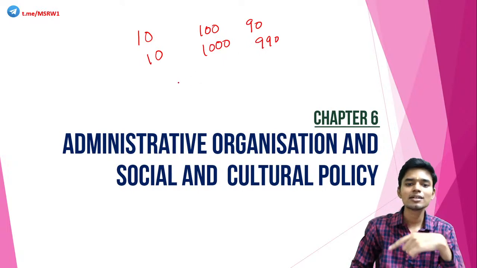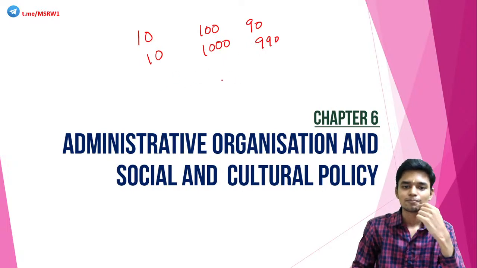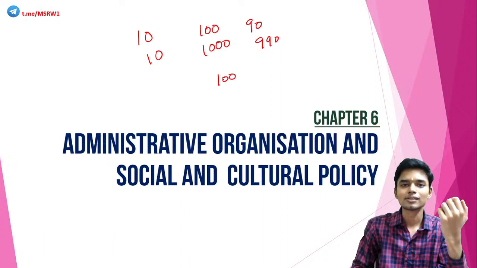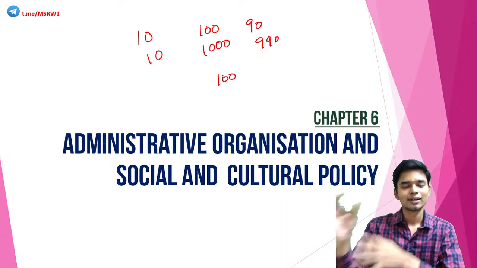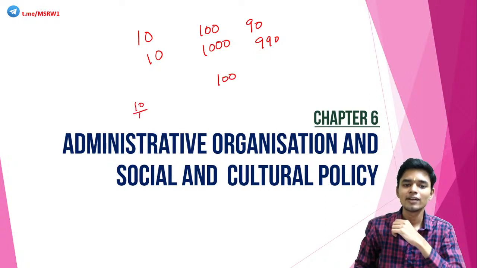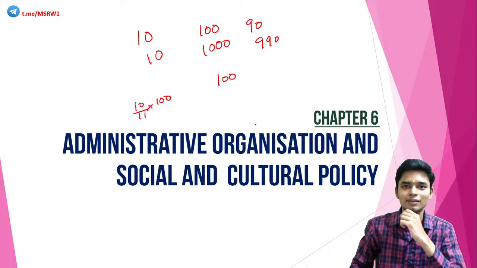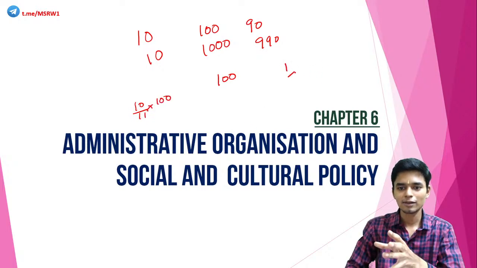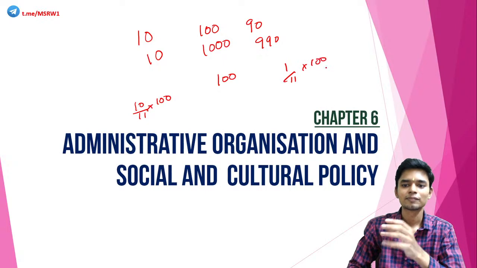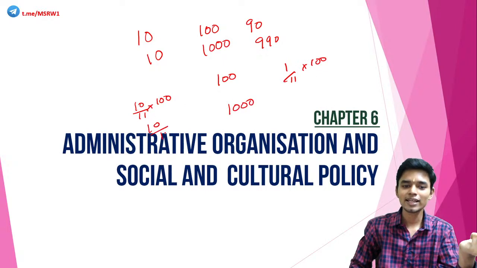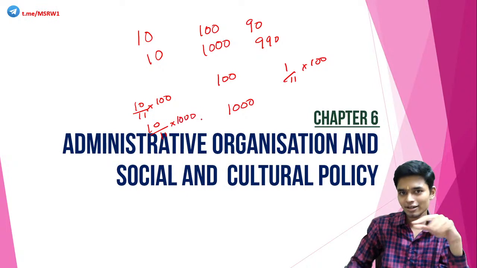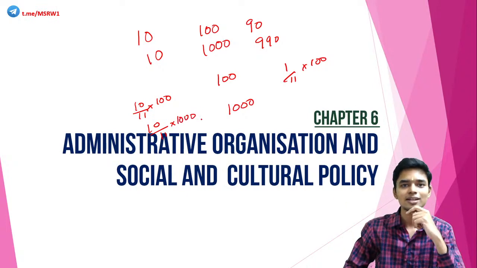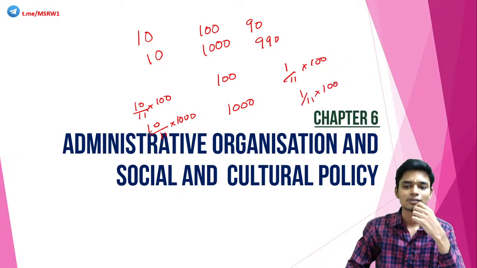But here in the permanent settlement system, it's different. Say, if he collects 100 rupees, how much does he have to pay? 10 by 11th of 100, which means he can keep only 1 by 11th of 100. If he collects 1000 rupees, he still has to pay 10 by 11th of 1000. So a proportional amount has to be given to the company. It is not fixed, it is actually proportional here, and he can keep 1 by 11th of 1000.